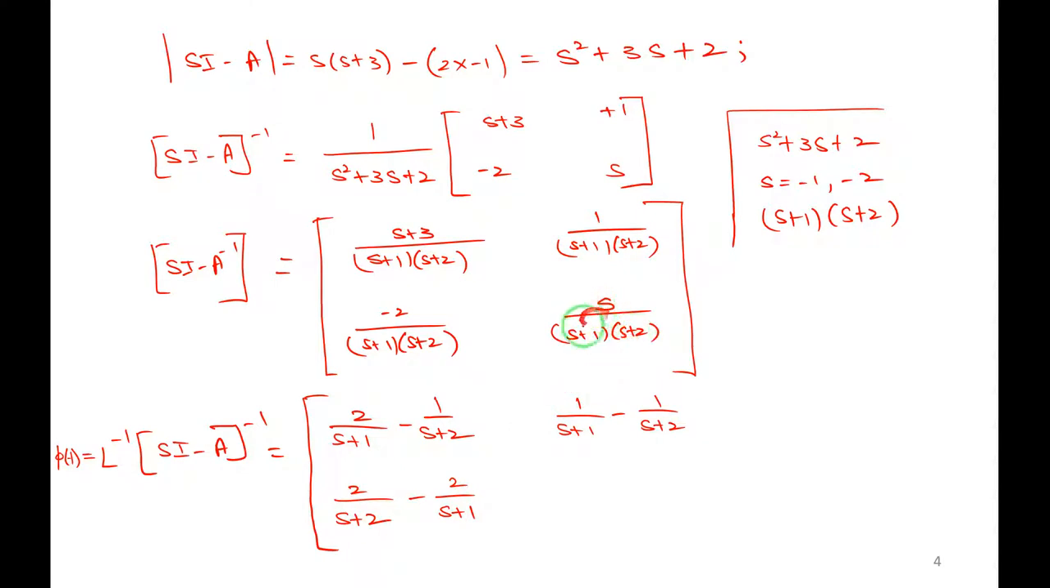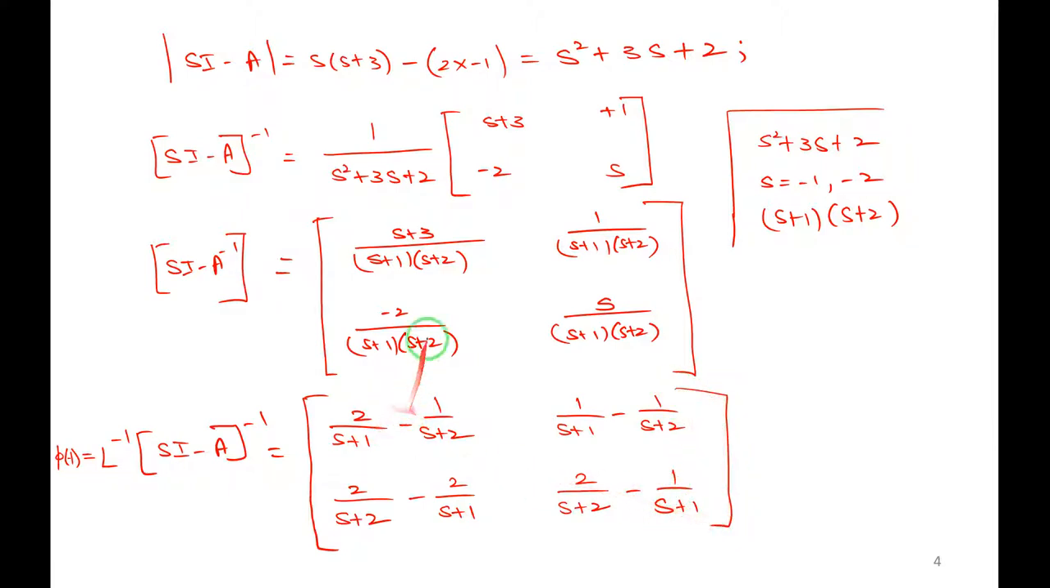That's all. Similarly, by partial fraction expansion, this also can be written as 2 by S plus 2, then minus of 1 by S plus 1.